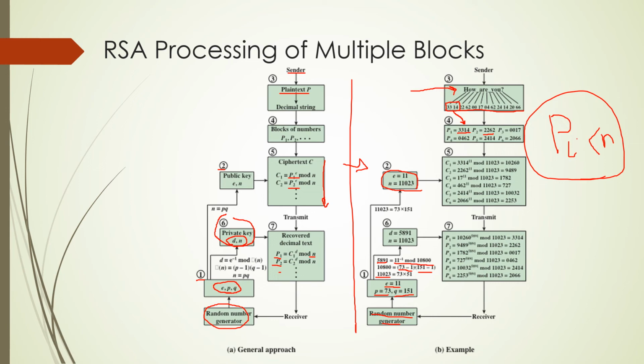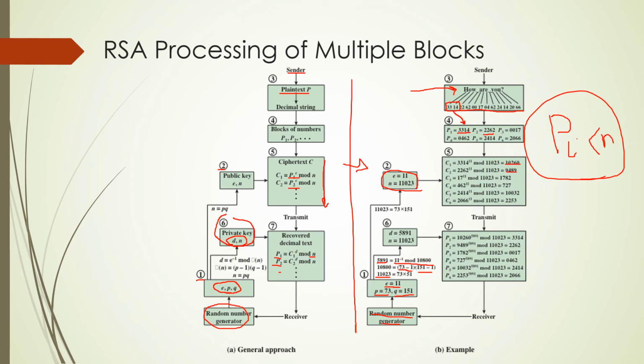Now, in the next step, we're going to apply the encryption algorithm, which is every plain text block to the power of e mod n, and calculate all the C values, all the ciphertext.